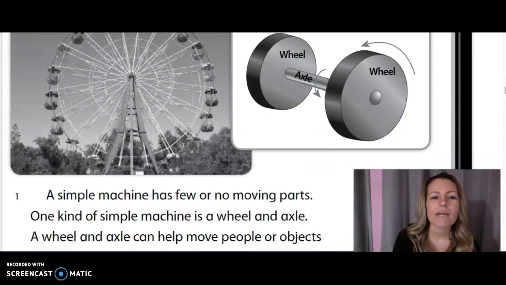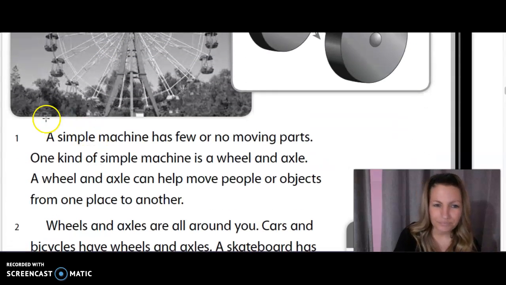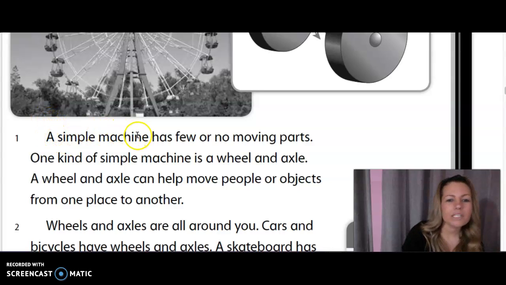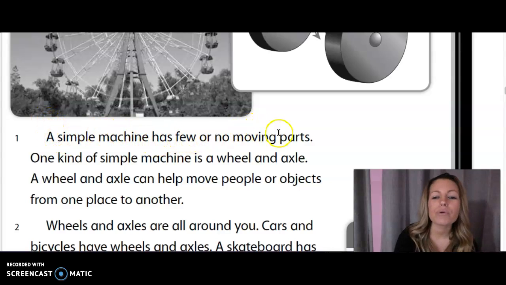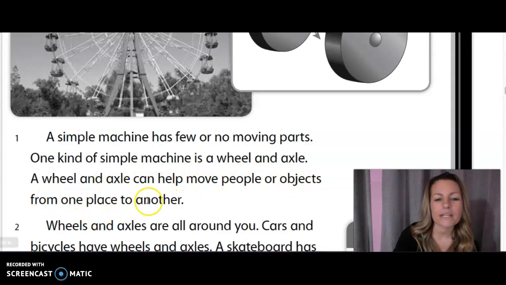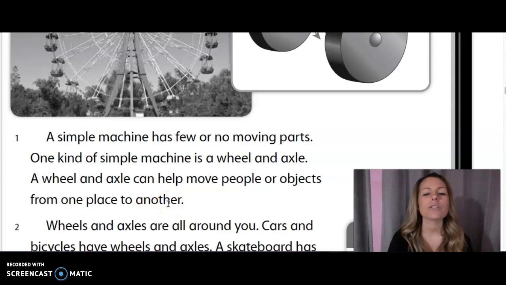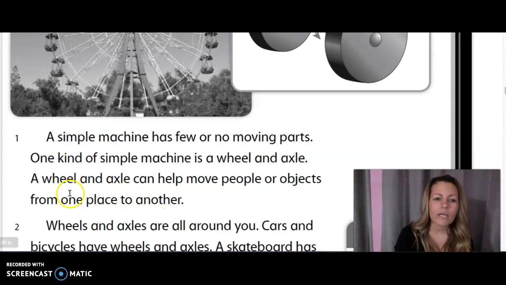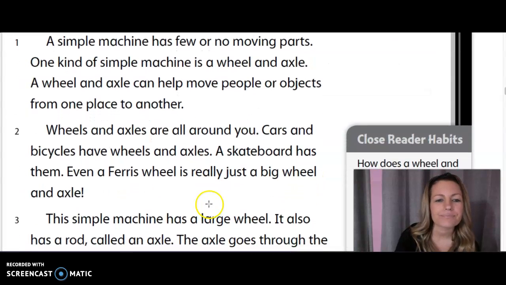All right, I'm going to dive right in and start reading. A simple machine has few or no moving parts. One kind of simple machine is a wheel and axle. A wheel and axle can help move people or objects from one place to another. So right there we just learned what a wheel and axle does. What does a wheel and axle do? A wheel and an axle can help move people or objects from one place to another.